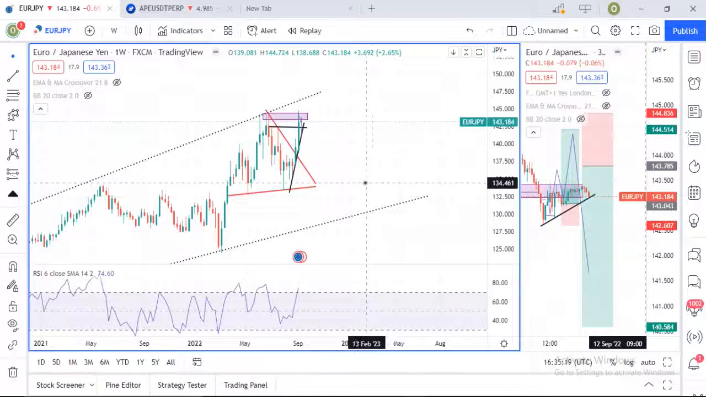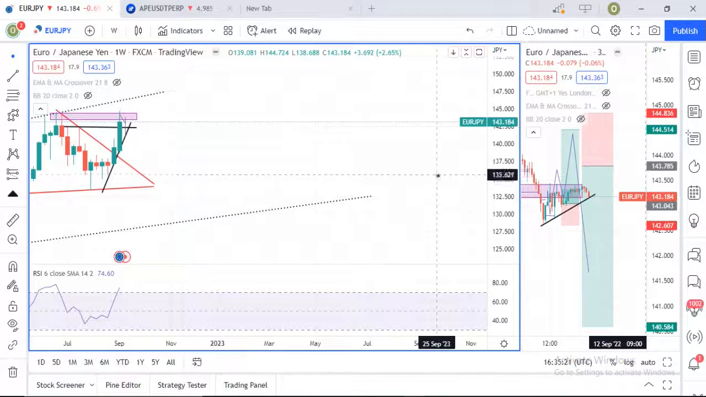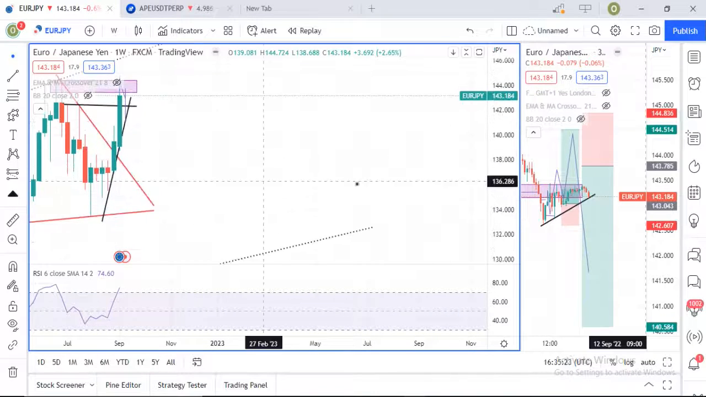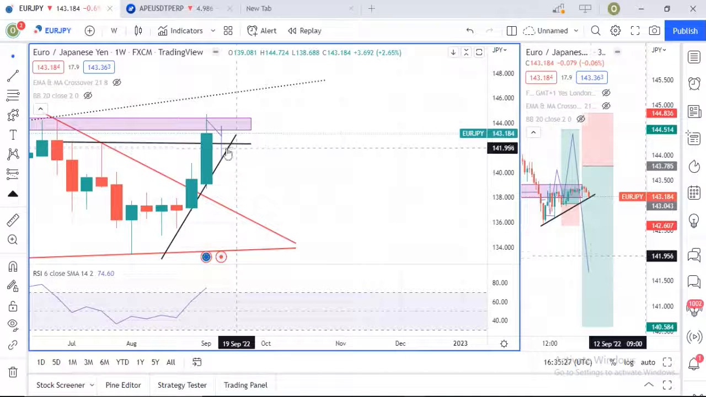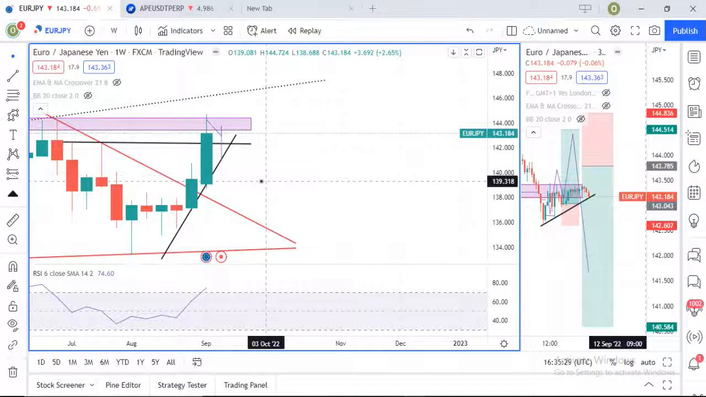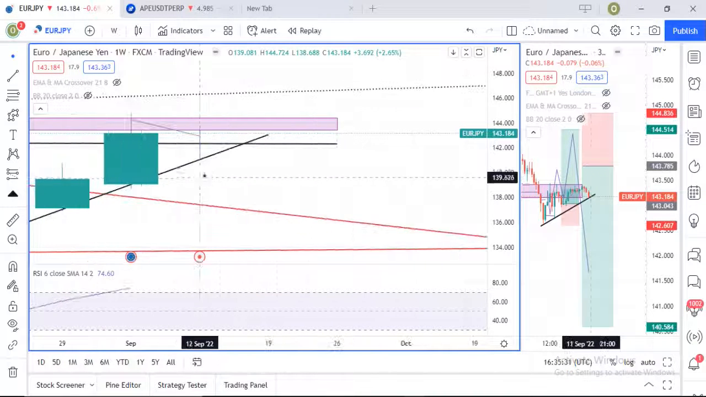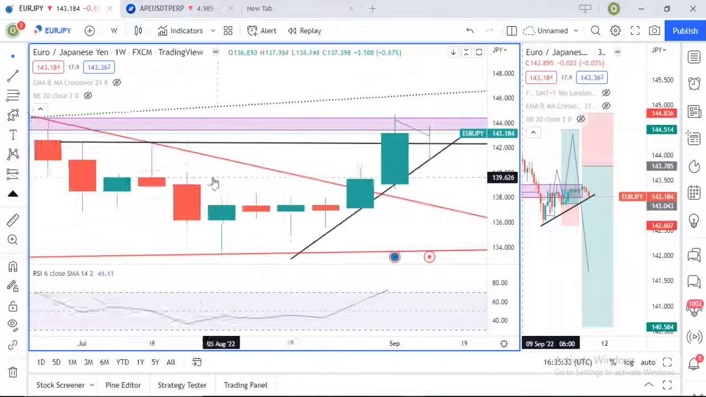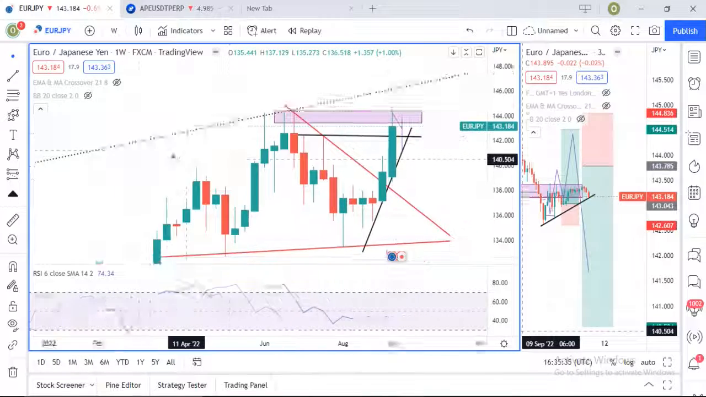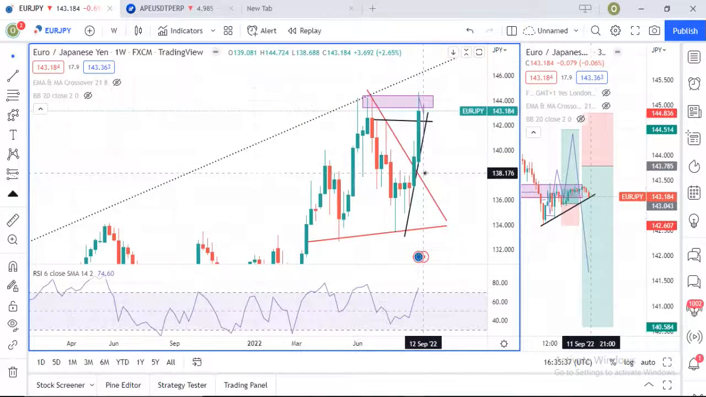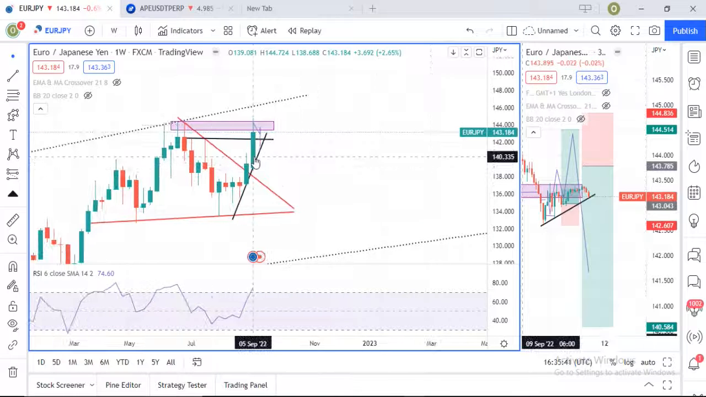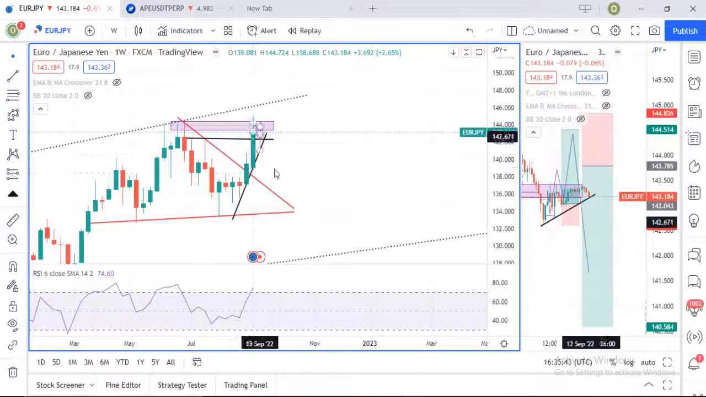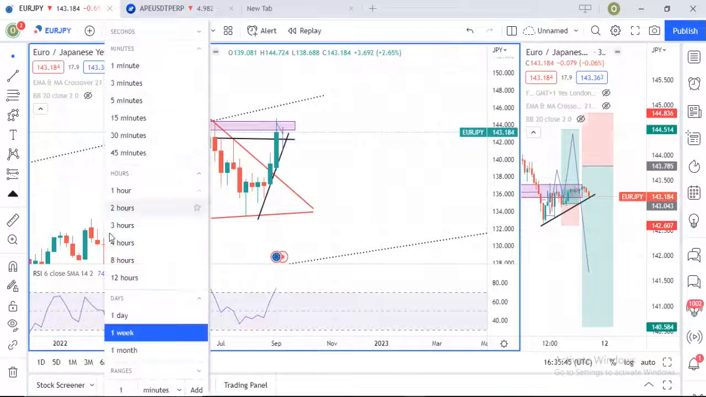So there are 2 scenarios that will likely happen. If you look at it, this weekly candle closed with a doji. This is it here. Let me confirm. Oh, sorry, no, close with a doji. This is it here. So let's look at the daily time frame.